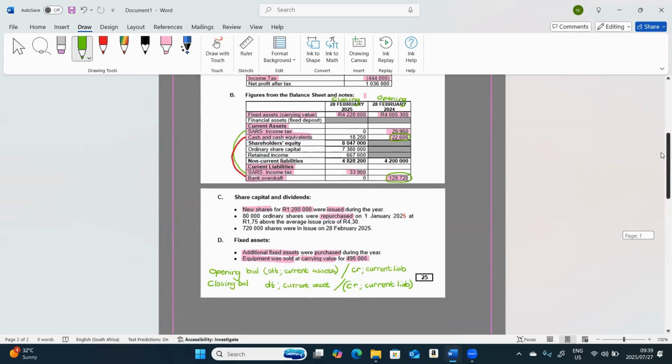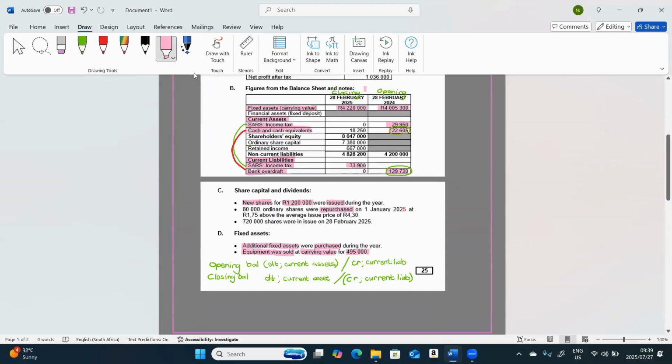Okay, now let's read further. They say this happened on 1 January 2025. So 2 months before our year end, we repurchased shares at R1.75 above the average issue price of R4.30. Guys, now please don't be confused.